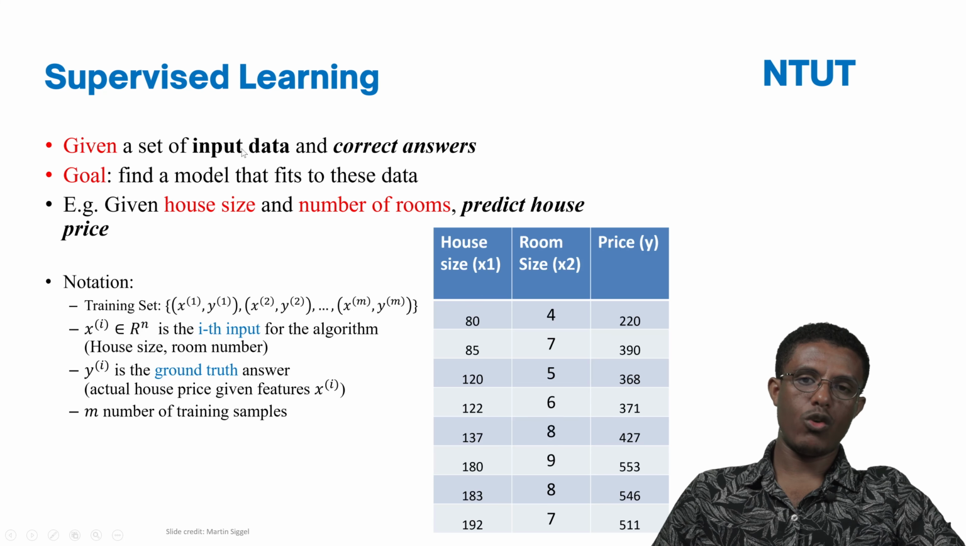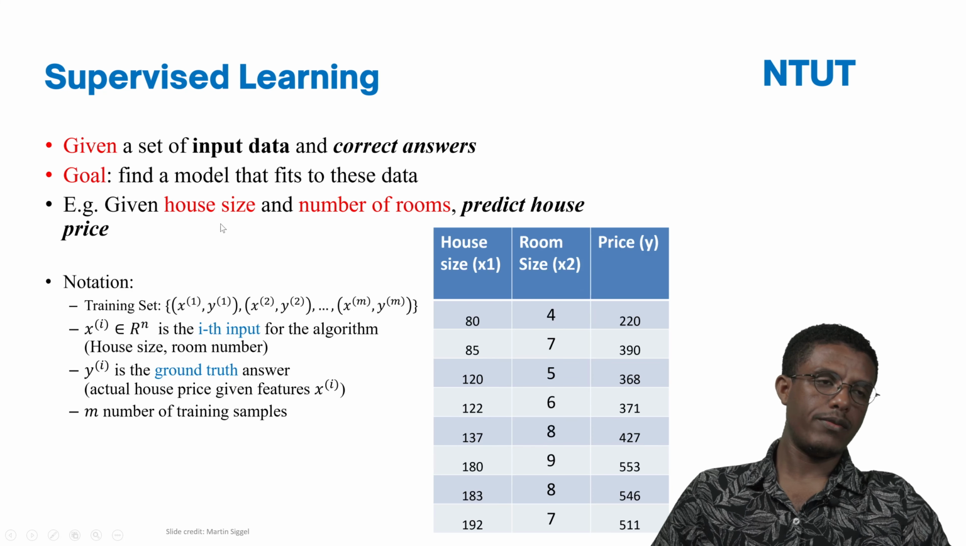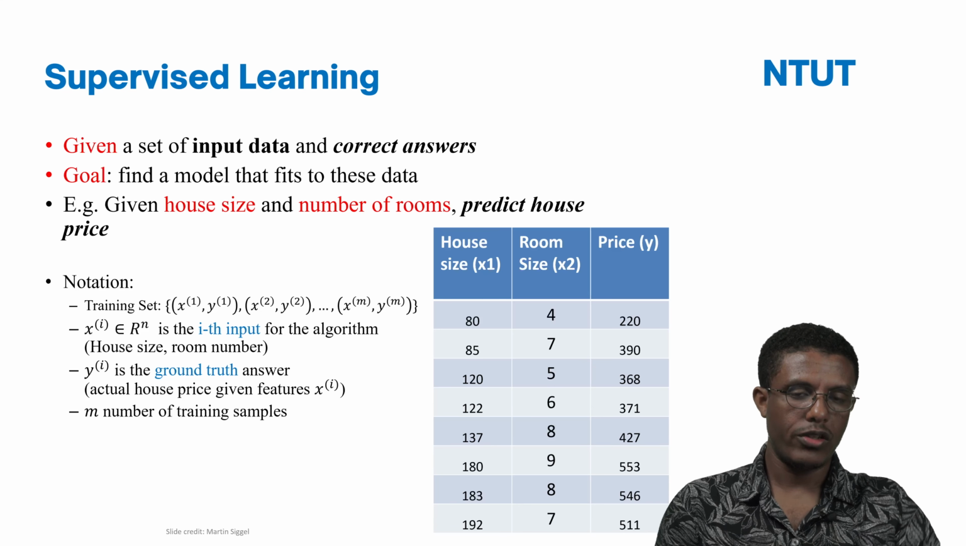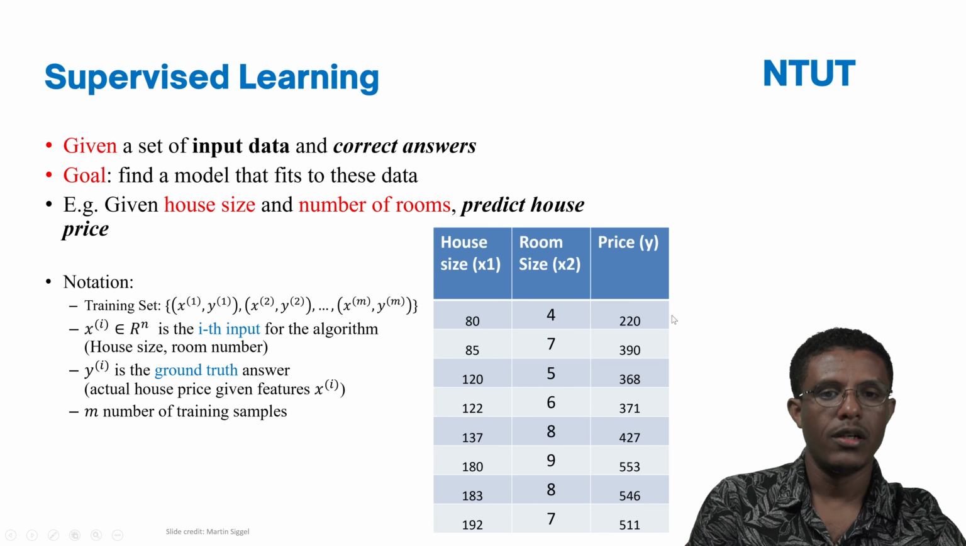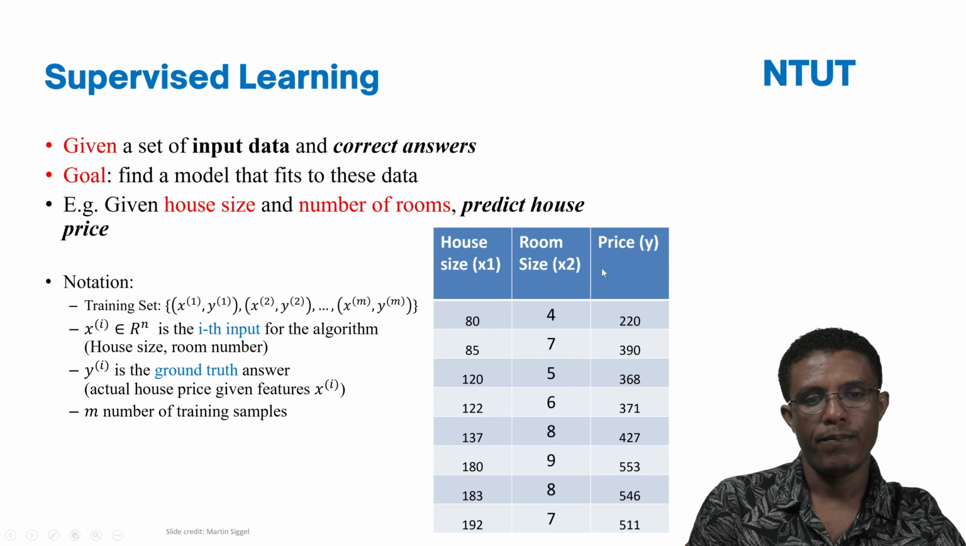For example, given a set of input data and the correct answers, let's say the goal is to find a model that fits this data: given a house size and number of rooms, finally predict the house price. So our training data looks like this. There is house size here, a room size here, and the price of the home here.